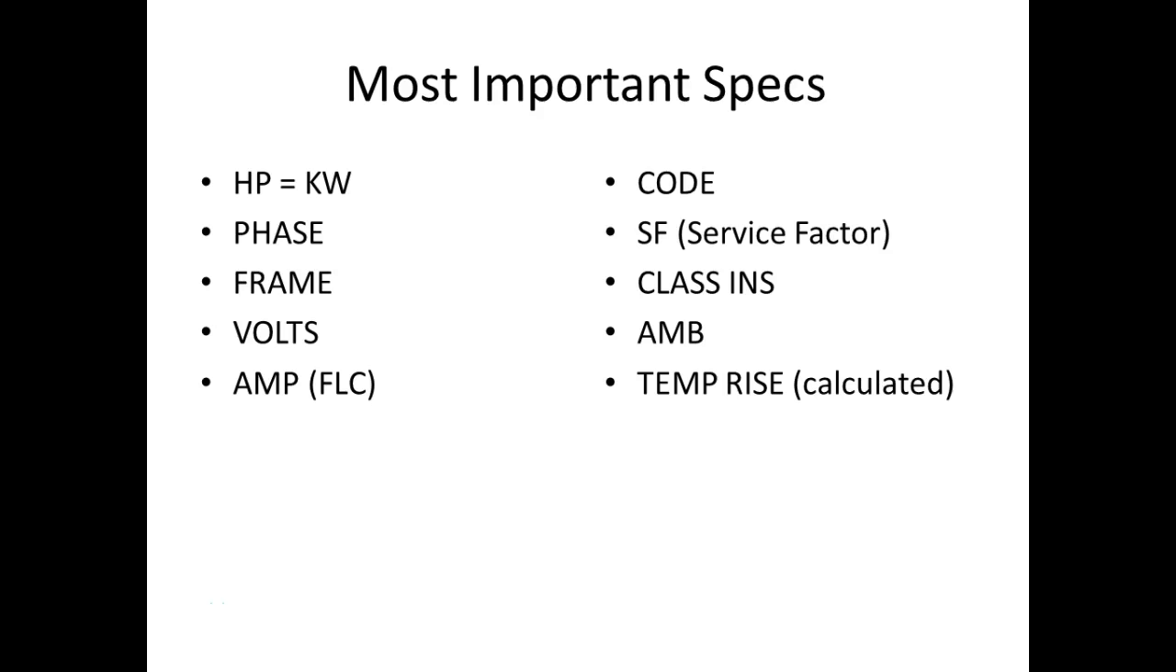So it's going to have the horsepower, kilowatts. It's going to have the number of frames and the number of phases. It's going to indicate the type of frame the motor has. It's going to give us the volts at the frequency. It's going to give us the volts that the motor is designed to run at. It's going to give us the full load current of the amp.